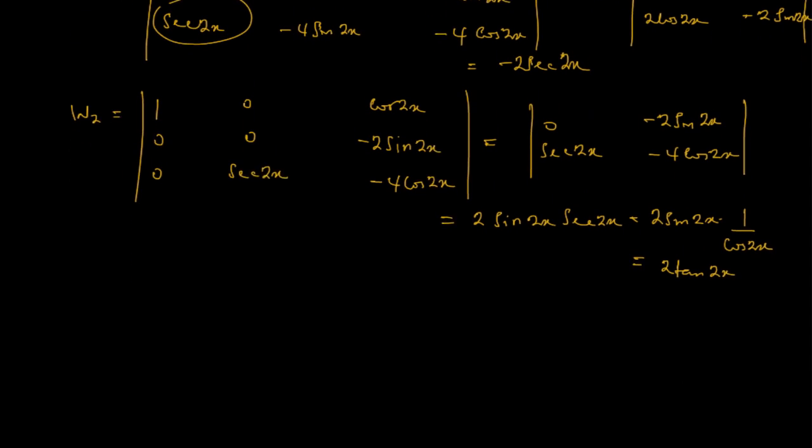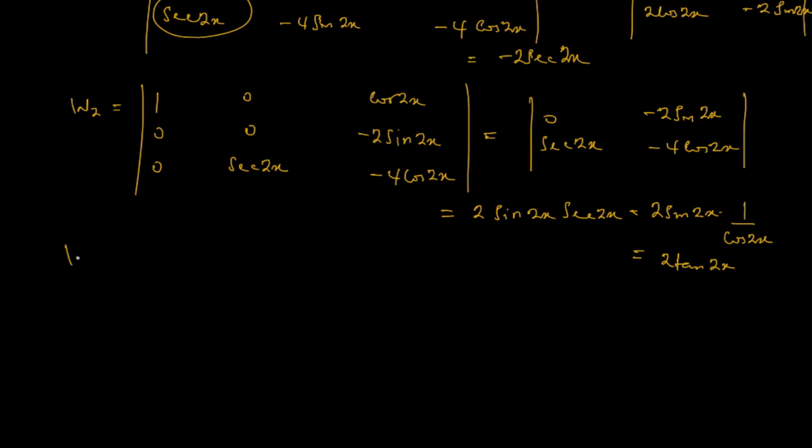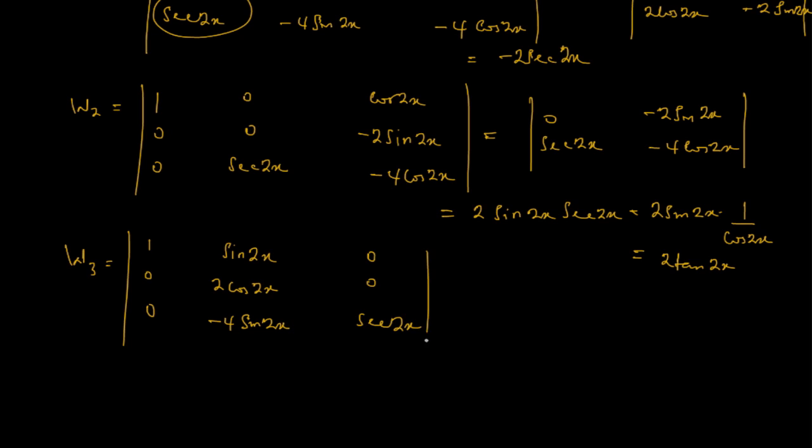So lastly we find W3. Now W3 is just going to be, leave the first and the second, but replace the third column. So this will be 1, 0, 0. Instead I should leave the second, sine of 2x, 2 cosine of 2x, minus 4 sine of 2x, while the third is replaced with 0, 0, sec of 2x. Then the same thing we've been doing, when we simplify this, we have 2.